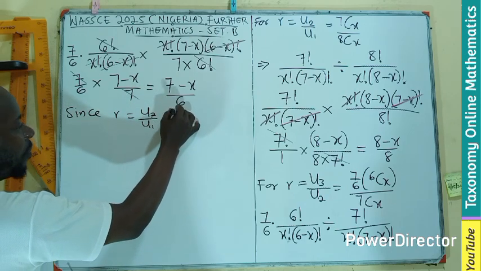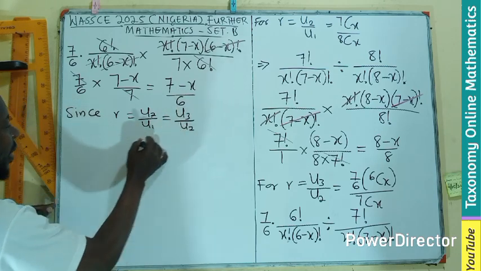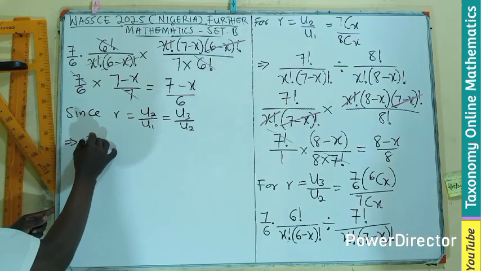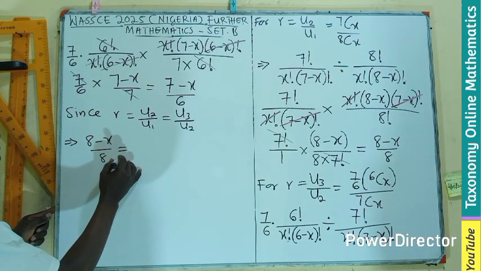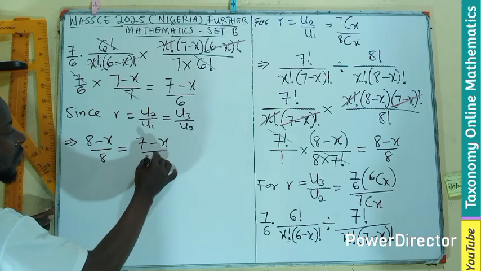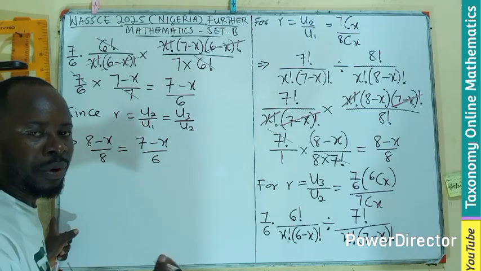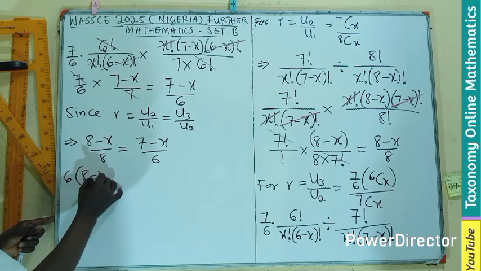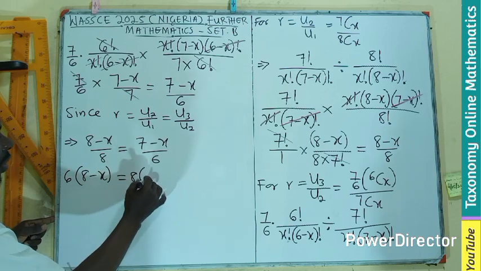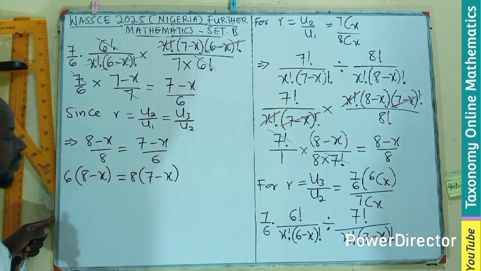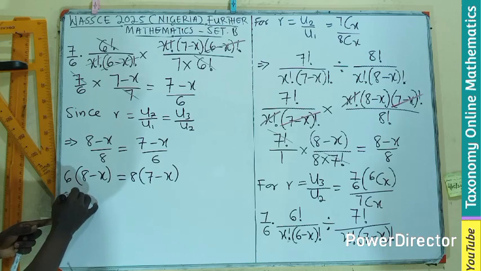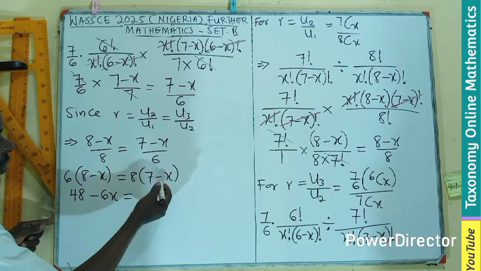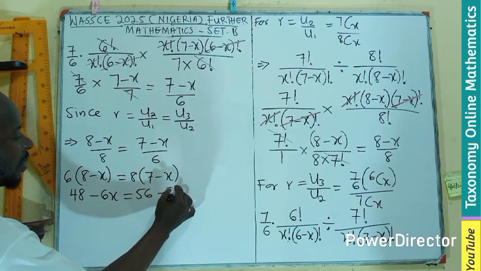So we can conclude that since our r is second term over first term, third term over second term, the result we had for the first division, which is 8 minus x on 8, and this 7 minus x on 6, will now become an equation to resolve. So let's cross multiply. 6 now multiplies 8 minus x, and 8 now multiplies 7 minus x. If you expand, you should get 48 minus 6x, and here you have 56 minus 8x.